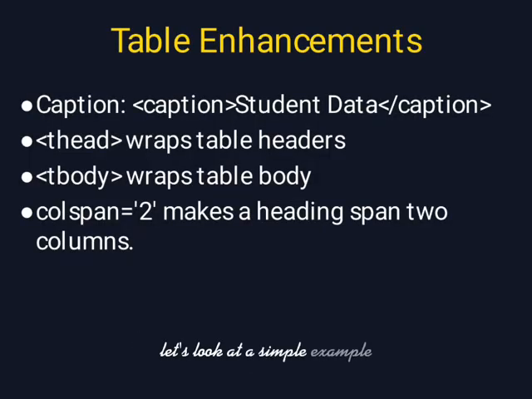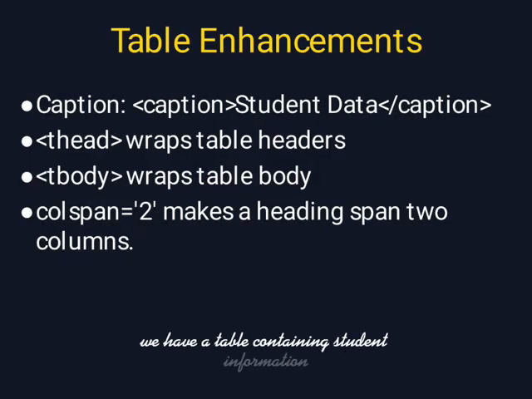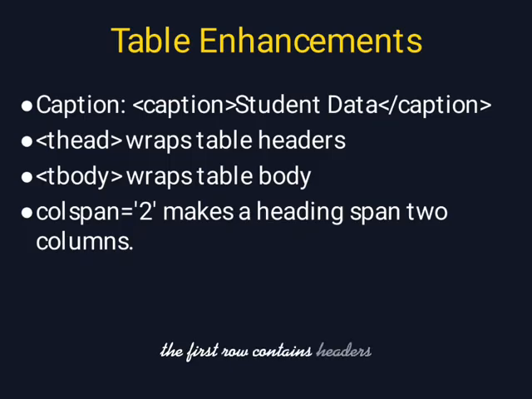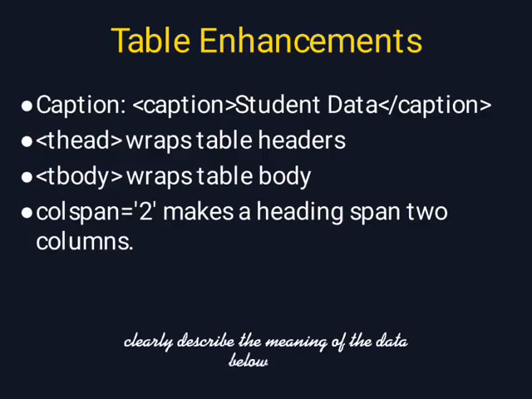Let's look at a simple example. We have a table containing student information. The first row contains headers, name and roll number. The second row contains actual data, CEO and 1721. Notice how the headers clearly describe the meaning of the data below them. This makes tables easy to read and understand.